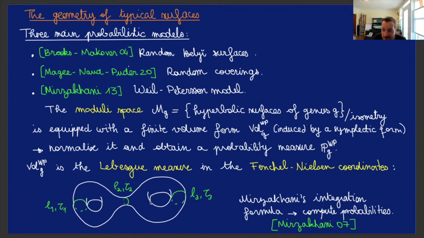So I have one last very naive question. The different random models that are there, the Brooks-Makover, random Bely surfaces, random covering, how are they related to one another? It's interesting because they all seem to have similar properties in ways, but not exactly the same. You have different rules in every case.